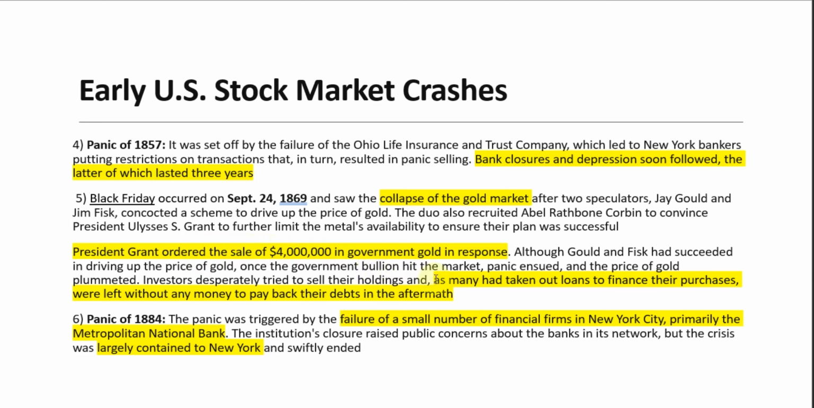and collapsed the market. And one of the reasons the market collapsed was many had taken out loans to finance. So there we go, working on margin again back in 1869. Anyway, they were left without any money, couldn't pay back their debts. And then the Panic of 1884, failure of a small number of financial firms, and this is mainly all in New York, mainly the Metropolitan National Bank, had a closure, and then that kind of ducktailed into other banks, but it was largely contained in New York and fortunately swiftly ended.